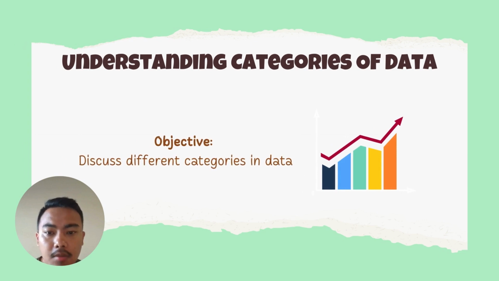Now, let's think about how we group things in a super fun way. Remember the jelly beans from our activity? We sorted them into categories based on their colors. This helped us see which color had the most jelly beans, and it made counting them a lot more fun.